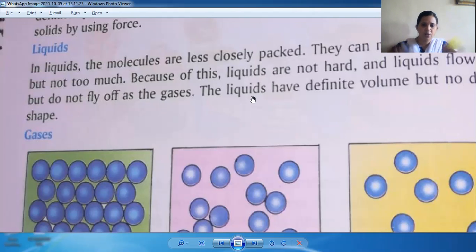But the liquids, when you drop that water, it takes the shape of the container. When you take the water in a glass, it takes the shape of the glass, isn't it? When you keep that water in any container, it takes the shape of the container. So it has a volume. We can measure the weight of it, but it doesn't have any definite shape. If you pour the water, does it have any definite shape? No, it will keep on moving. So there is no definite shape for the liquid.